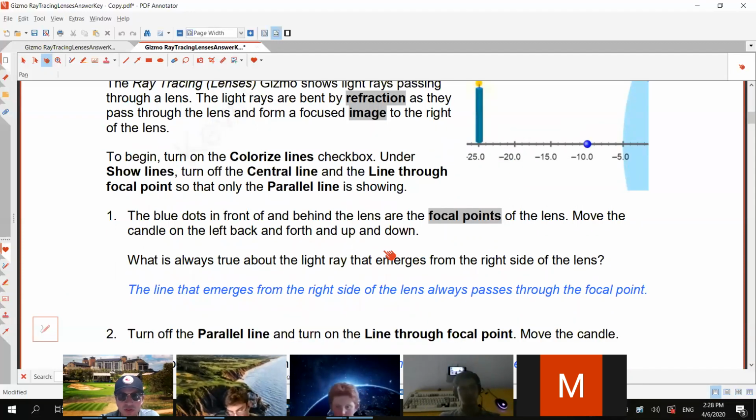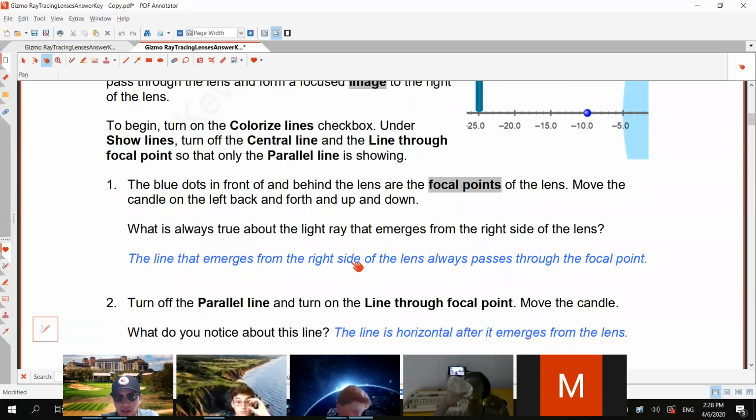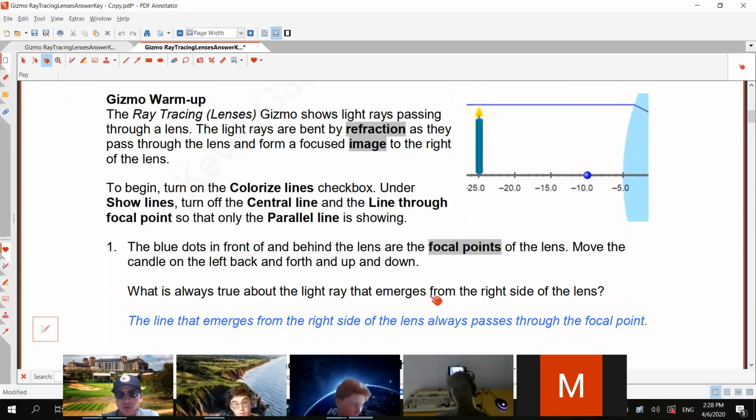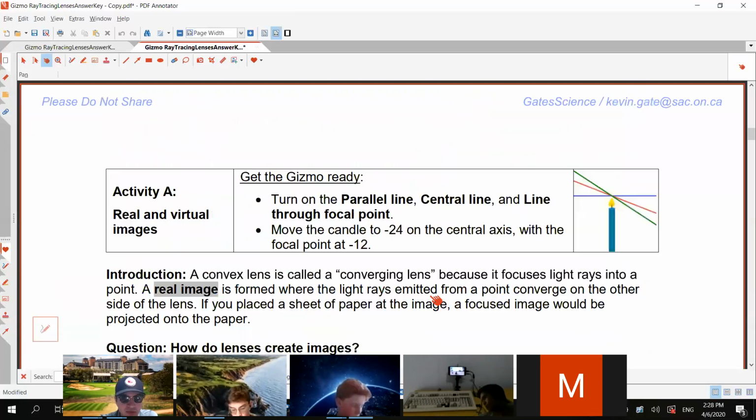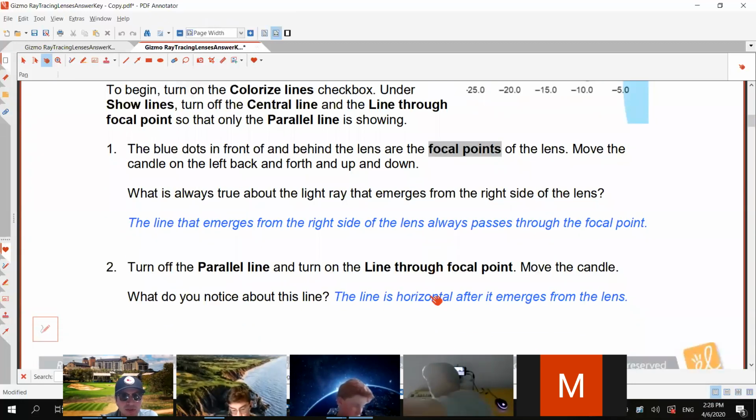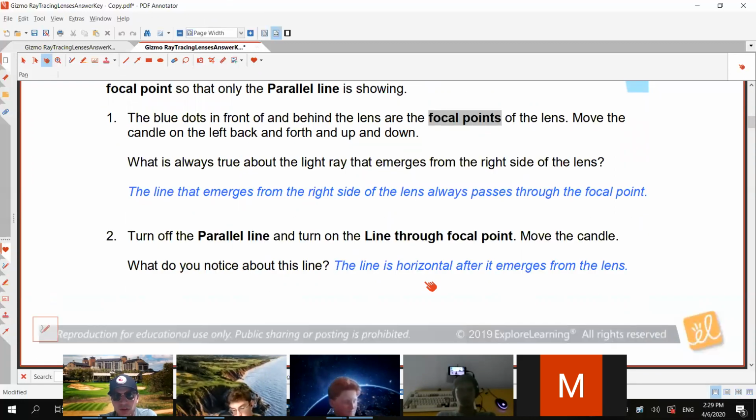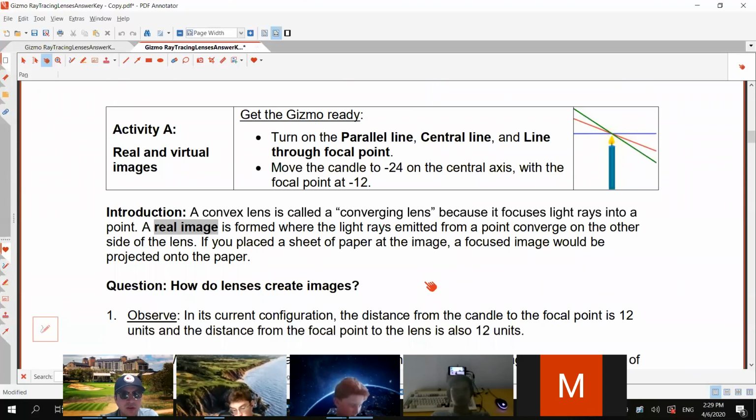What is always true about the light ray that emerges from the right side of the lens? The line that emerges from the right side of the lens always passes through the focal point when it was incident parallel to the principal axis. That was question number one. Question number two asked you to turn on only the line through the focal point and asked what you notice about that line on the right side of the lens. If an incident ray goes through the focal point and then makes contact with a converging lens, it will refract parallel to the principal axis, or horizontal.